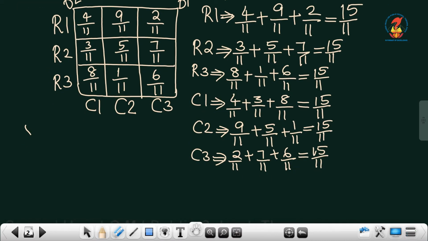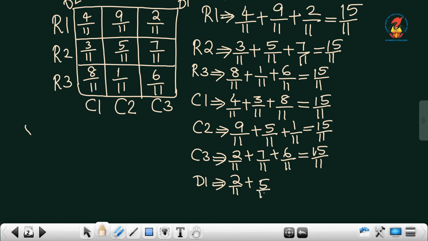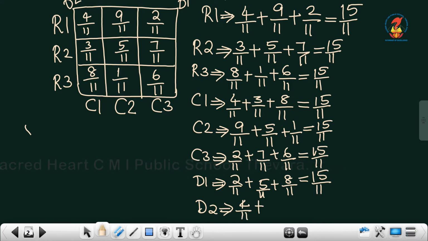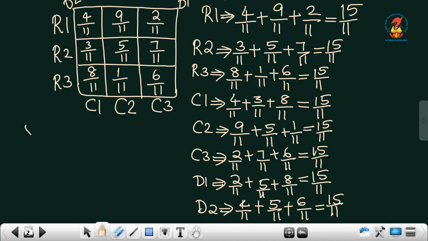Now we have to check diagonal wise. D1, first diagonal. Take the first diagonal: 2 by 11 plus 5 by 11 plus 8 by 11. 2 plus 5, 7, 7 plus 8, 15 by 11. Okay. Now you check diagonal 2: 4 by 11 plus 5 by 11 plus 6 by 11. So what is the answer? 4 plus 5, 9, 9 plus 6. Again you got the answer 15 by 11.